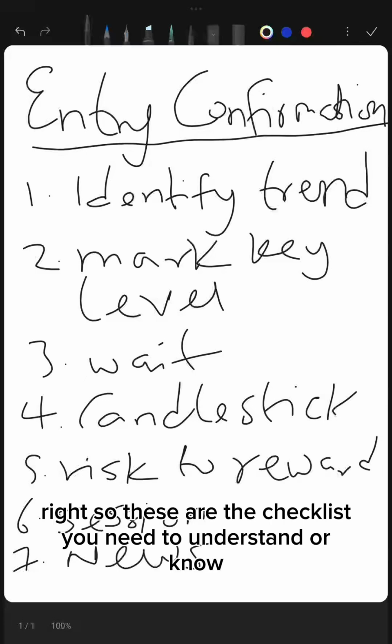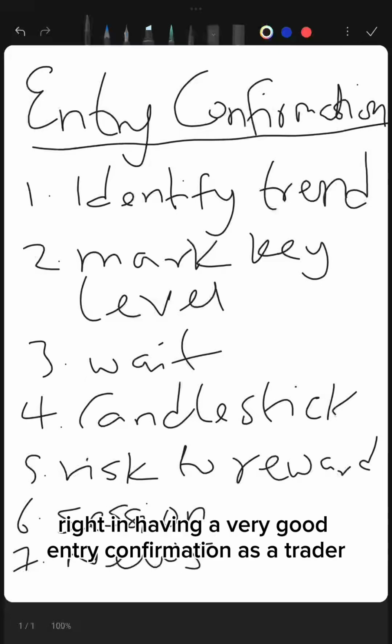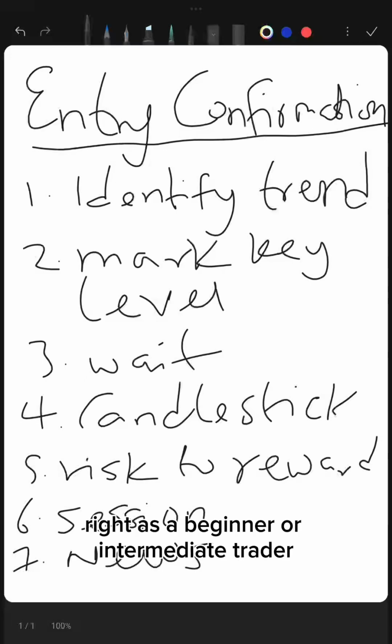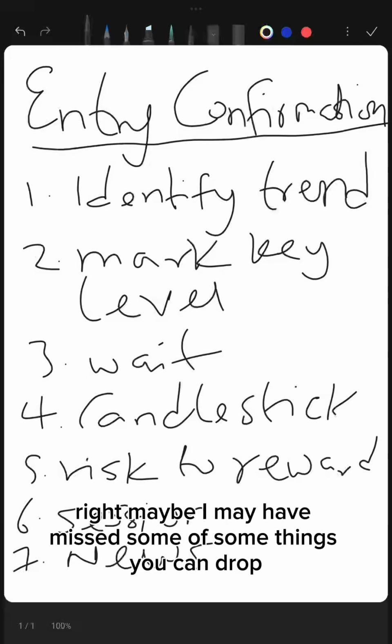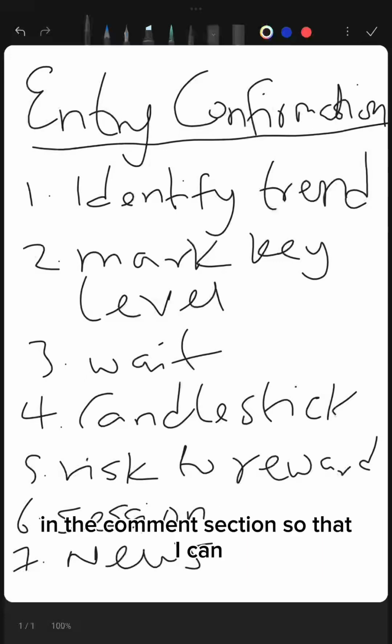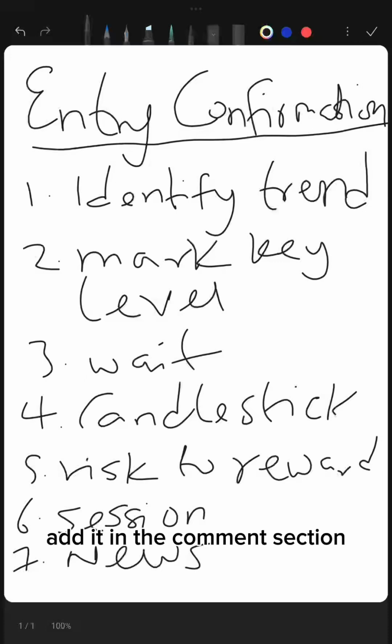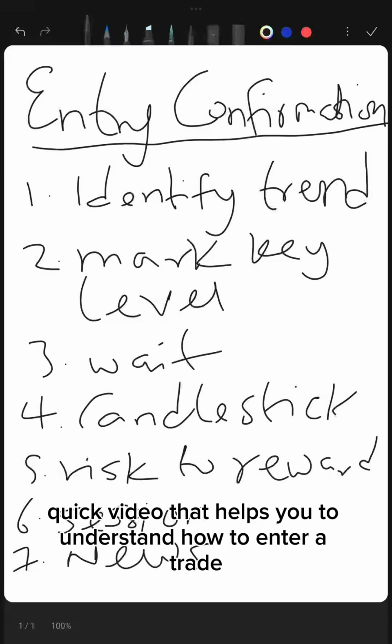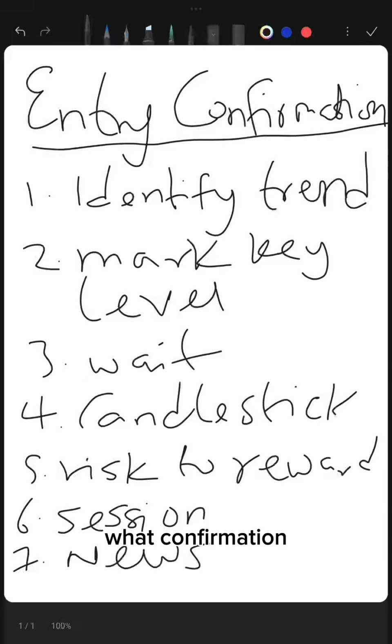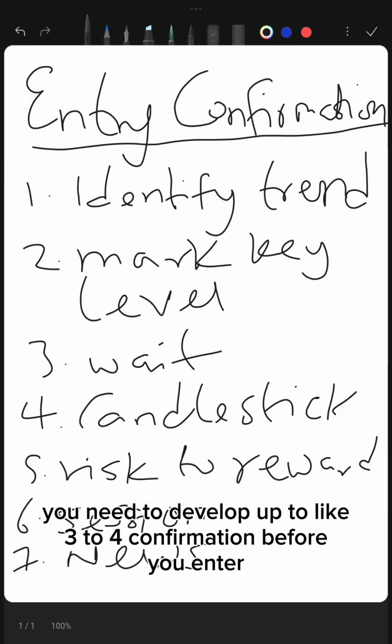These are the checklists you need to know in having a very good entry confirmation as a beginner or intermediate trader. Maybe I may have missed some things. In case I missed it, you can drop it in the comment section so that I can add it. This is just a very quick video that helps you to understand how to enter a trade. You need to develop up to 3 to 4 confirmations before you enter.